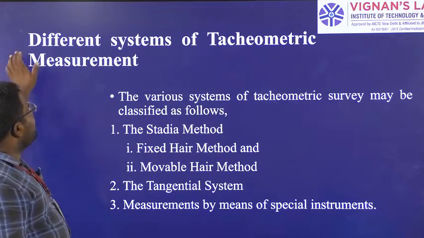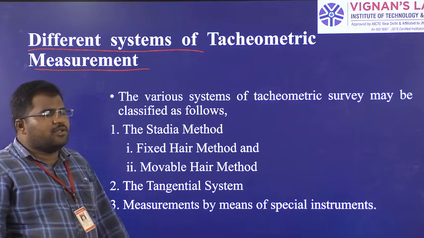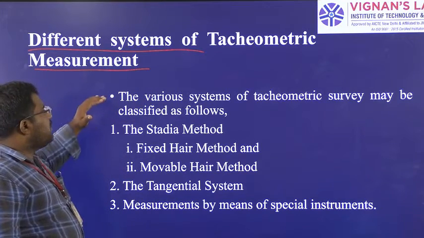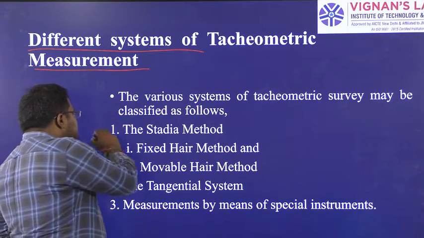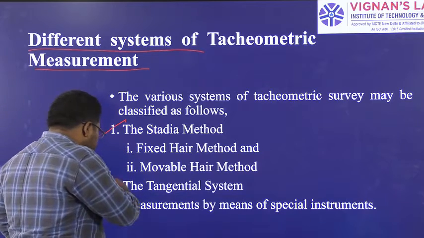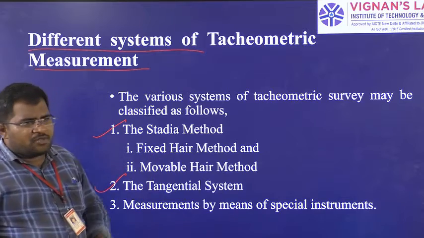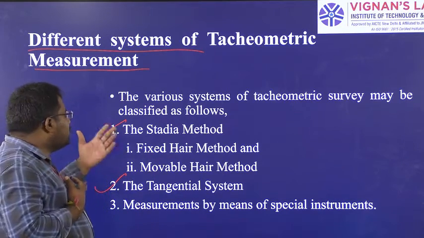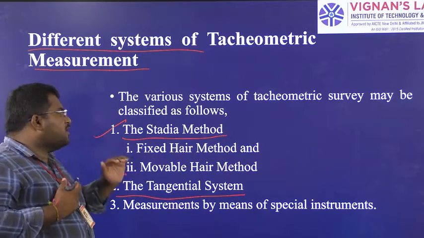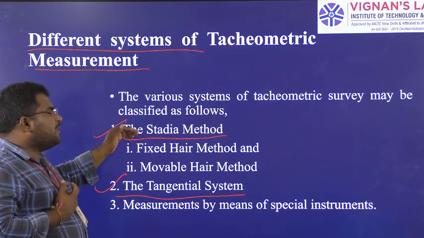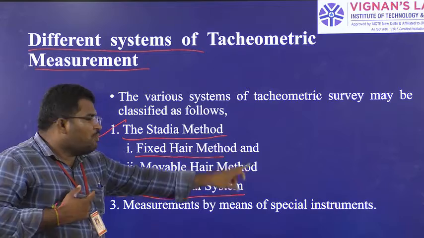Next, different systems of tachometric measurement. What are the different systems we are going to see here? The various systems of tachometric survey can be classified as: the first one is the stadia method, the second one is the tangential system, and the third one is measurement by means of special instruments. But in our syllabus we have two methods, that is the stadia method and the tangential method or system. Again, the stadia method is divided into two methods: one is the fixed hair method and the second one is the movable hair method.